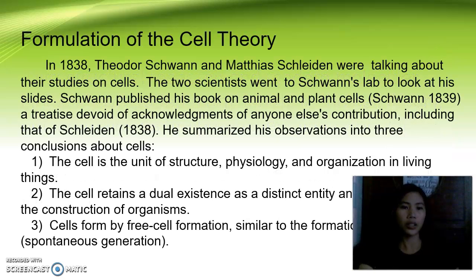Formulation of cell theory. In 1838, Theodor Schwann and Matthias Schleiden were talking about their studies on cells. The two scientists went to Schleiden's lab to look at his slides. Schwann published his books on animal and plant cells, a treatise devoid of acknowledgments of anyone else's contribution, including that of Schleiden, in 1838. He summarized his observations into three conclusions about cells.